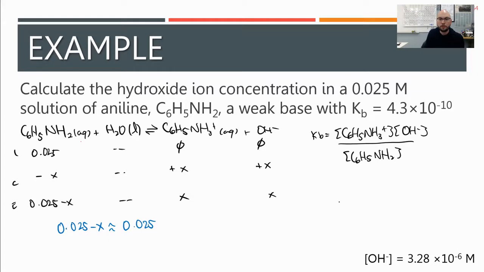So we get 4.3 times 10 to the negative 10 is equal to x squared over 0.025. Now, I'm not going to write out all the steps here. I'm just going to solve this in one go on my calculator. I'm going to put in the scientific notation first, because that's always where mistakes get made. So I'm going to put that in, hit equals, and then multiply by 0.25.